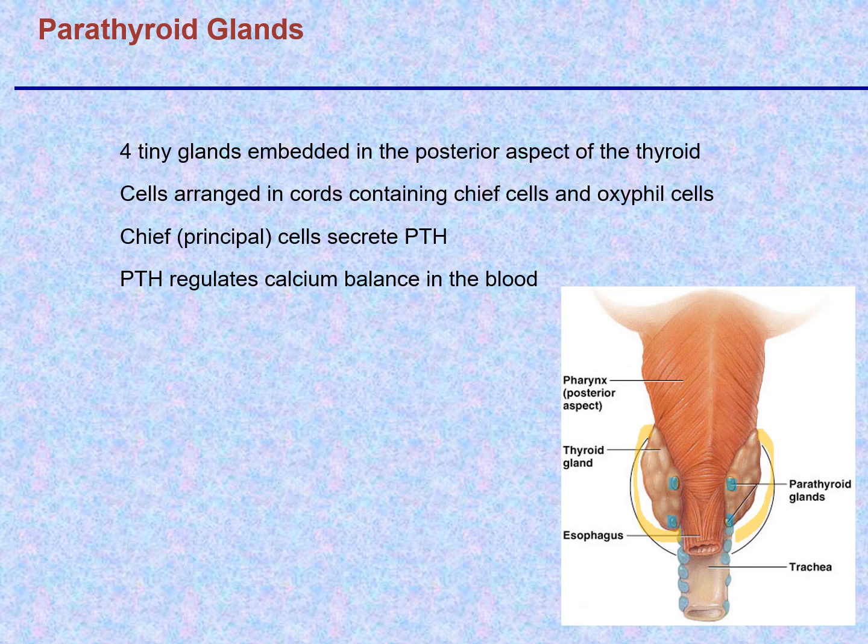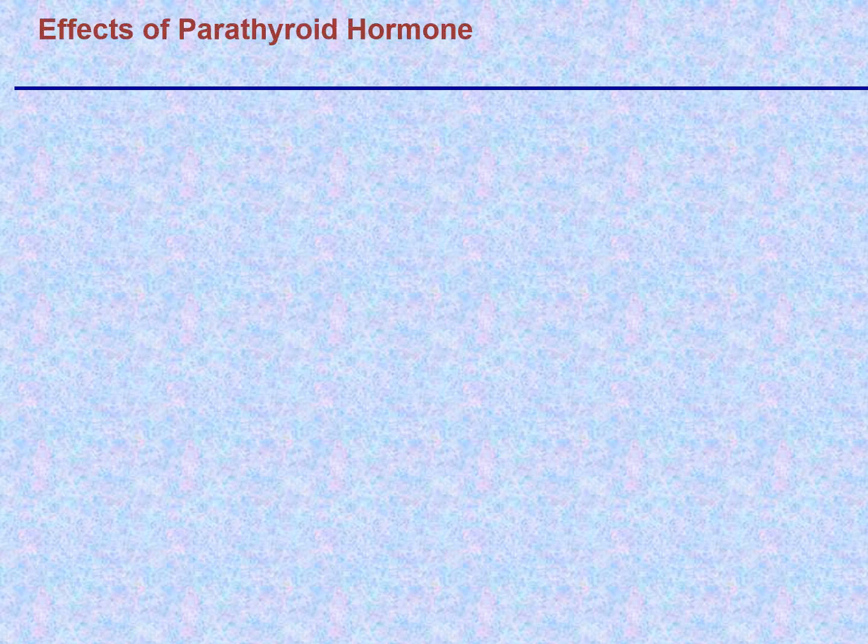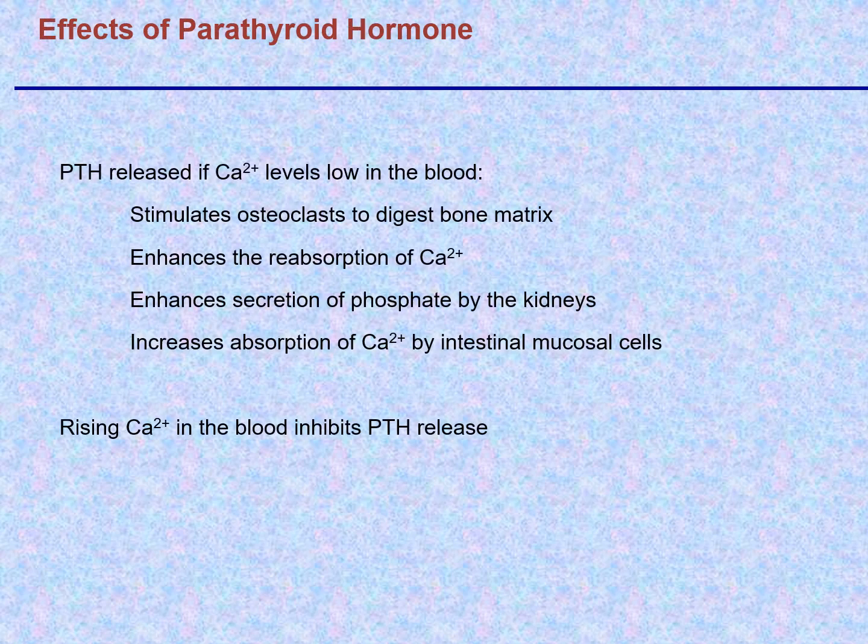And the cells inside them that secrete the parathyroid hormone are called chief cells. This is what makes up most of the parathyroid gland. The effect that they have is, as I said, it'll be released with low levels of calcium, and they can raise the level by stimulating osteoclast activity, which breaks down bone material, bone matrix. So osteoclasts are stimulated. It will also enhance reabsorption of calcium in the kidneys.